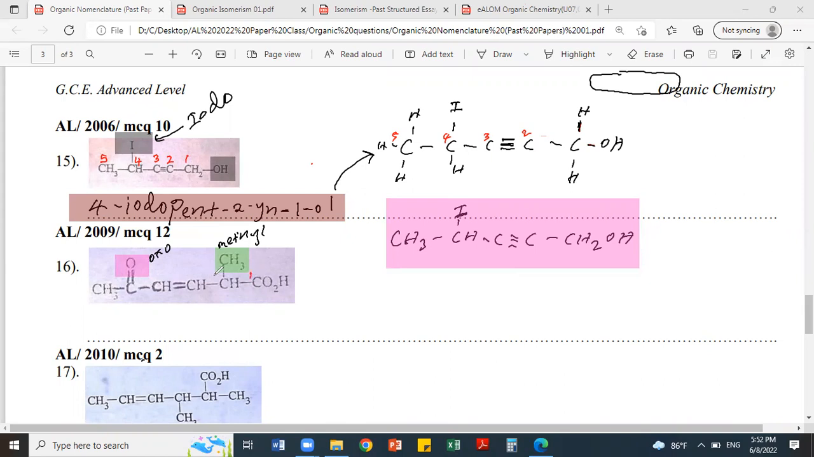So number 1 here. Then number 2. Number 3. Number 4. Number 5. Number 6. So there are 6 carbon in the longest chain.